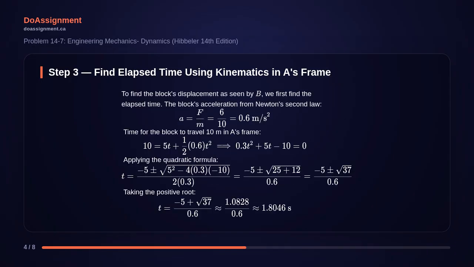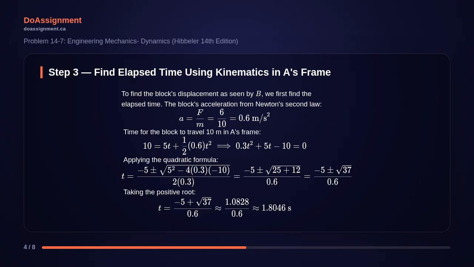To find the displacement in B's frame, we first need the elapsed time. The block's acceleration is 6 divided by 10, giving 0.6 meters per second squared. Using the kinematic equation in A's frame, 10 equals 5t plus 0.3t squared, which rearranges to 0.3t squared plus 5t minus 10 equals 0.